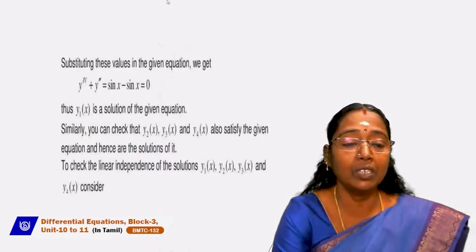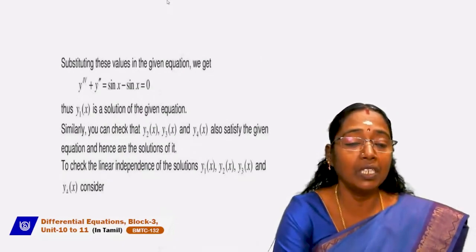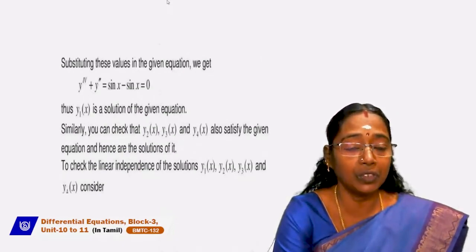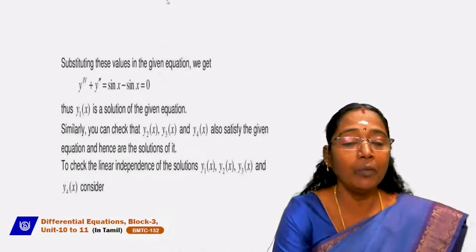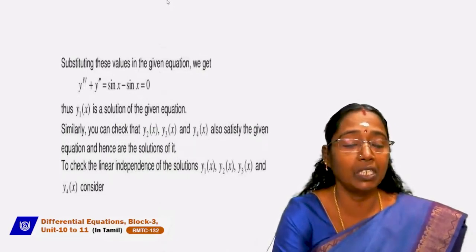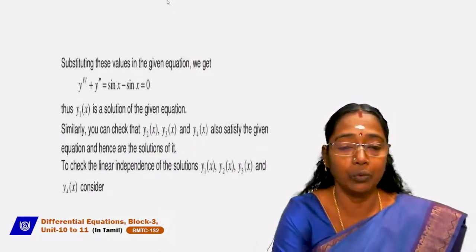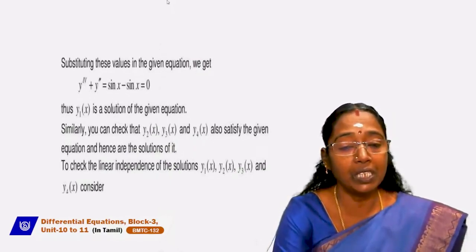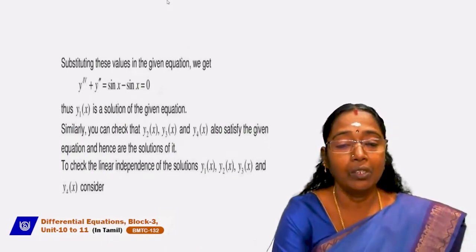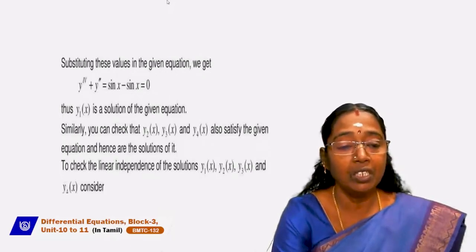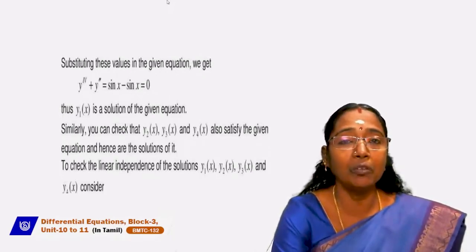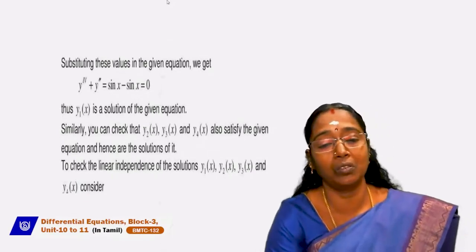To verify the linear independence of the four given functions, you use the Wronskian. What do you mean by Wronskian? The Wronskian is a determinant with the given functions in the first row, the first derivatives in the second row, the second derivatives in the third row, and the third derivatives in the fourth row, because we have four functions. So the Wronskian will be a 4 by 4 matrix.